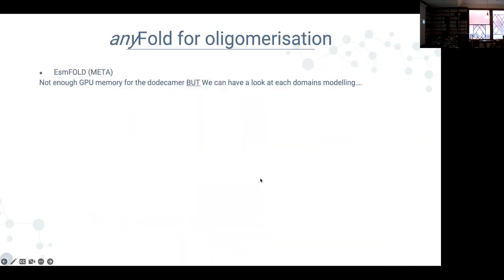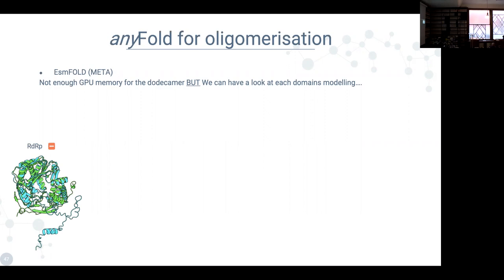We need results. And I tried as well something that was released last week, or two weeks, I can't remember, called ESM from the Meta AI group. And I didn't have enough GPU memory for the dodecamer, but I still wanted to try for each individual domain, because what I've seen from Unifold symmetry is the problem was not the dodecamerization, it was the modelization of the single model, or just the monomer. And it's because only AlphaFold provides us the right monomer that we can construct the right dodecamer.